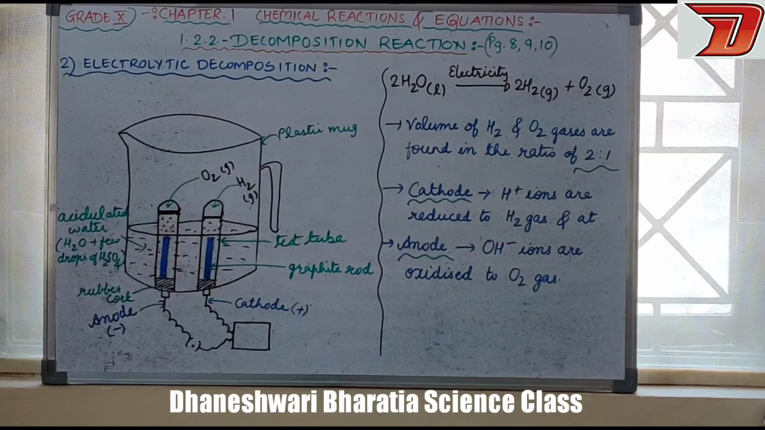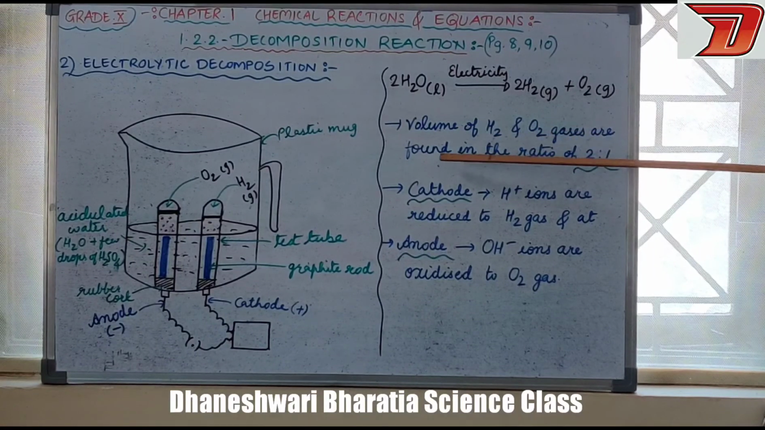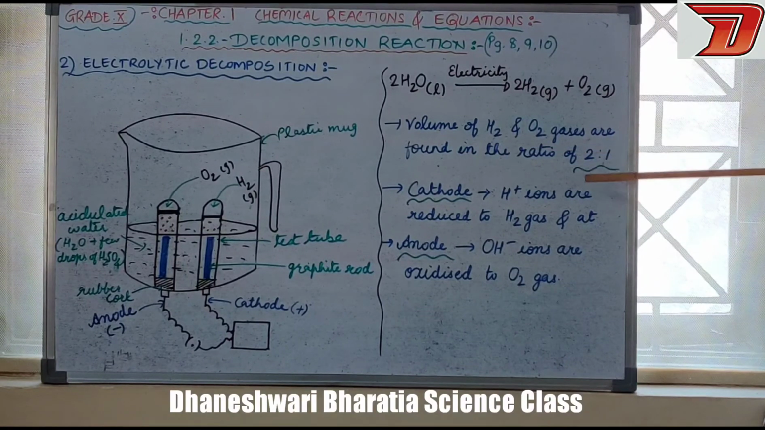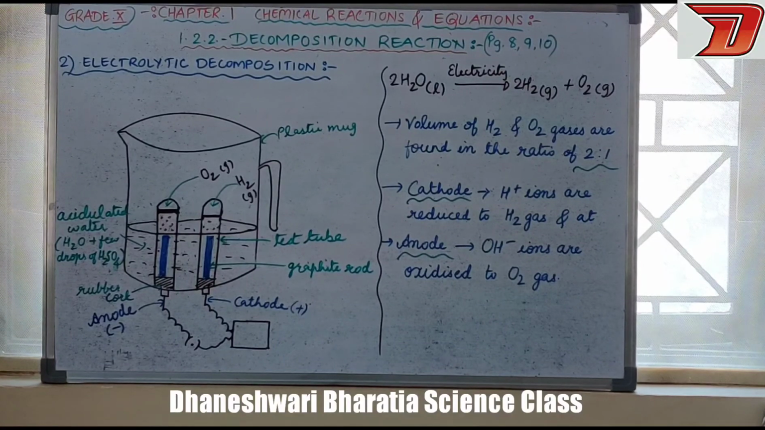Okay, so please note it down in your activity page, page number 9. You can note it down in your book also that the volume of hydrogen and oxygen gases are found in the ratio of 2:1. This you know, in grade 9 we have done, right? When we learnt about the law of constant proportion. Fine. Here I have noted down what we get on cathode and anode respectively. Is this clear to you? So this is all about the electrolytic decomposition.